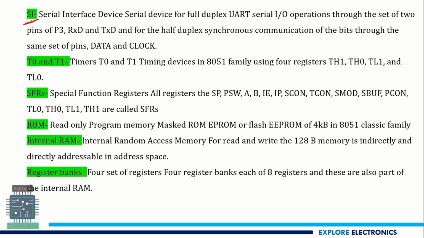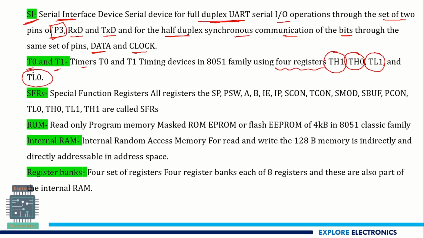And then we have SI, that is the serial interface, full duplex UART serial input-output operations through a set of 2 pins of P3. I said P3 is used for the serial interface. RXD and TXD are the 2 pins we are going to use, and for half duplex synchronous communication, the bits are sent through the same pins as data and clock. T0 and T1 are the timers we are going to use. They use 4 extra registers, TH1, TH0, TL1 and TL0. These 4 registers correspond to these 2 timers, T0 and T1.